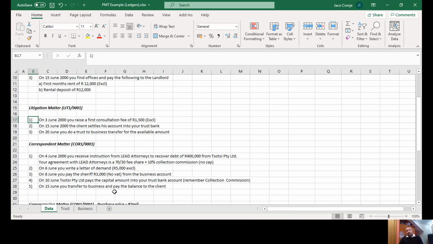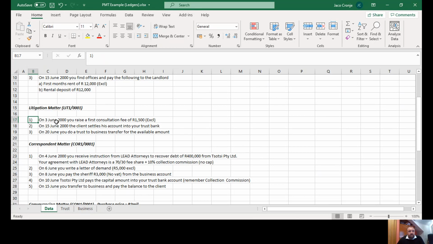Right. Now, the first question that you have to ask yourself, is this a business or a trust transaction? And remember, trust bank transactions relate to cash flow transactions where money flows in and out of your trust bank account. So from what we read in that first line, does it say anything about money in or out of the trust account? The answer is no. So it means it has to be a business transaction.